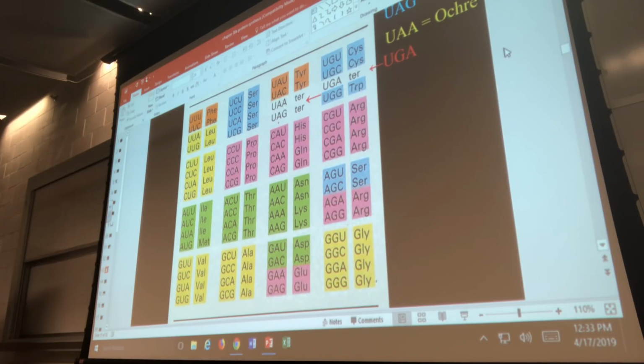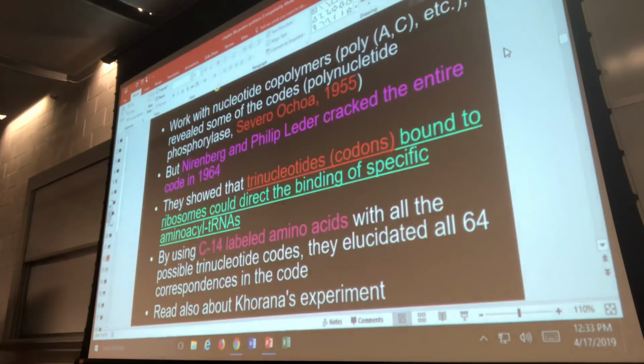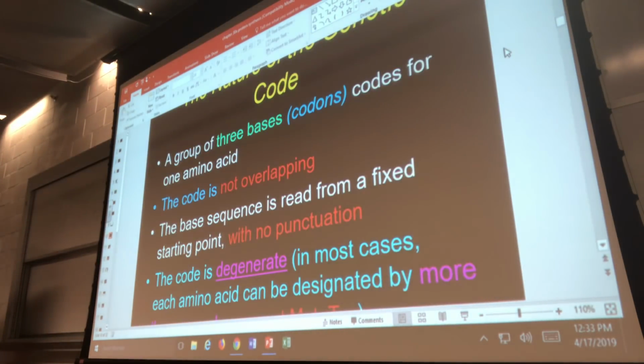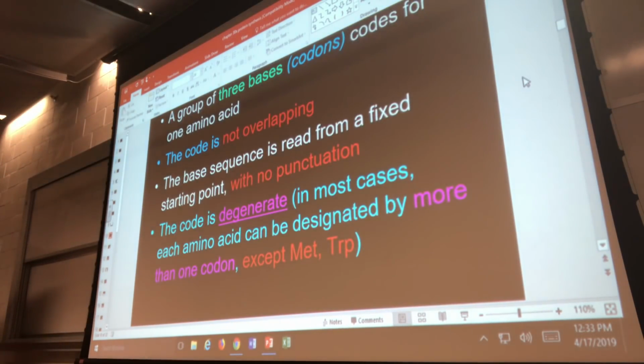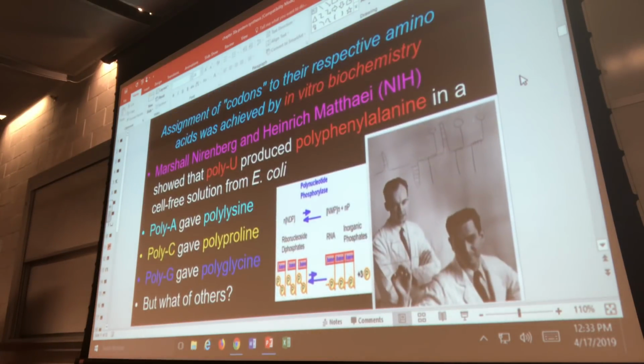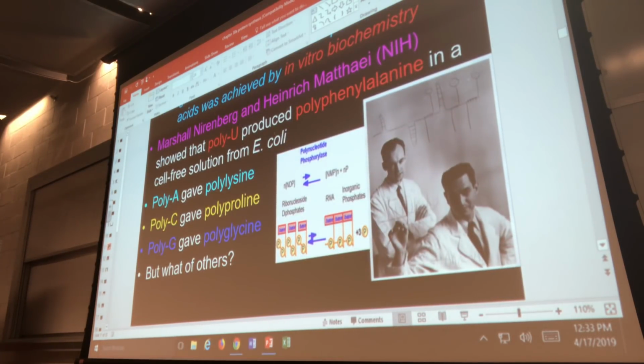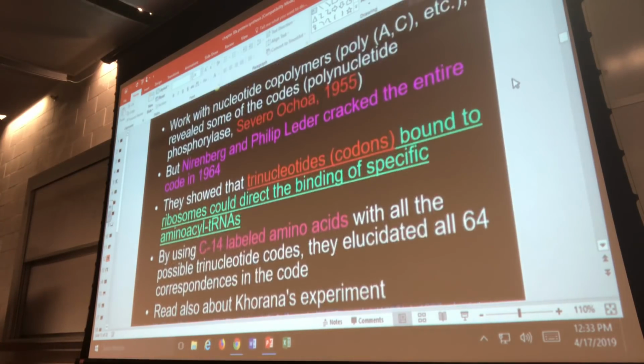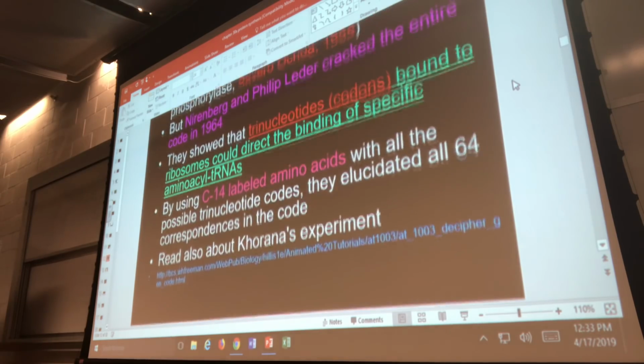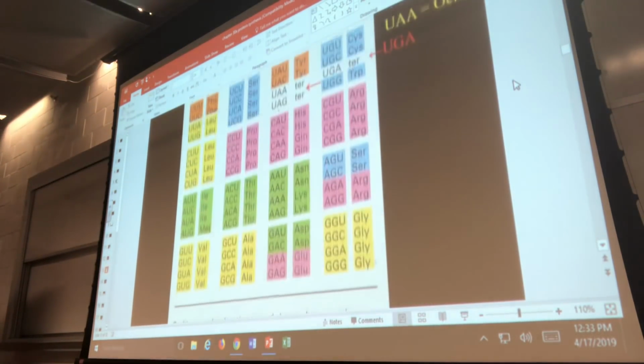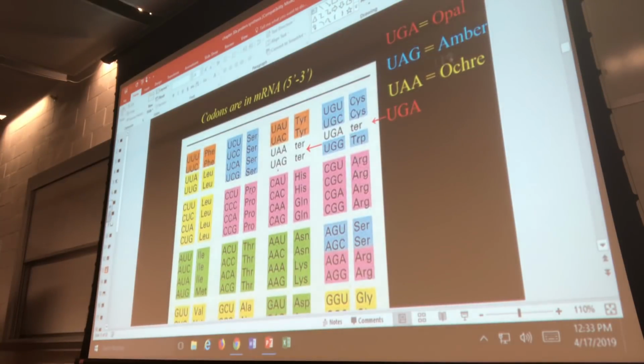All right. Vocab terms: triplet code, continuous code, non-overlapping code, degenerate code. Let's see if there's anything I've missed. Let me go back to this slide here. Codons, yeah, you don't have to know this. This is history of how we were able to figure out all that stuff. Don't worry about that slide. Again, more history stuff. Don't worry about that. Oh yeah, you don't have to know the names of the stop codons. These are historical names for the stop codons. You don't have to worry about that.